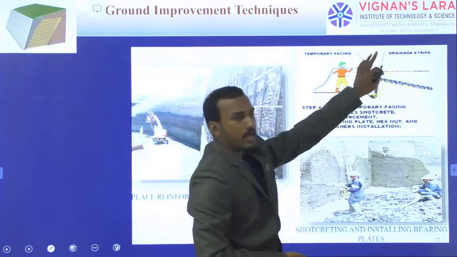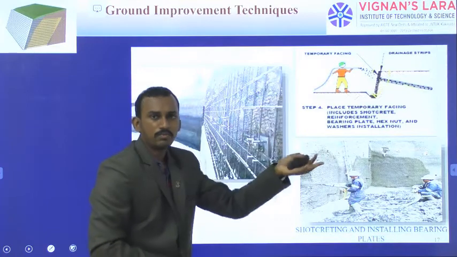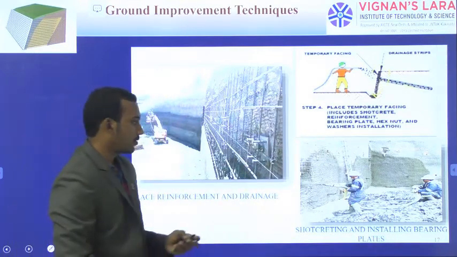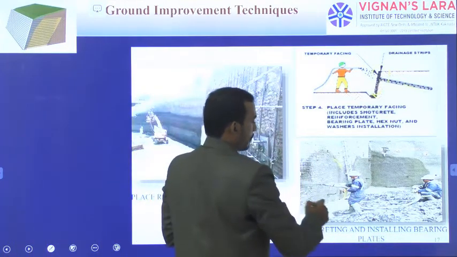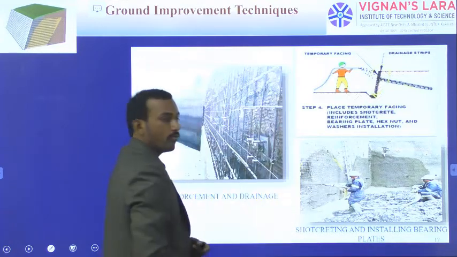After the above, we have to place another facing. Finally, we have to place the final facing. Like this we have to go. See this one. By providing a temporary facing, we are applying the mortar with pressure.